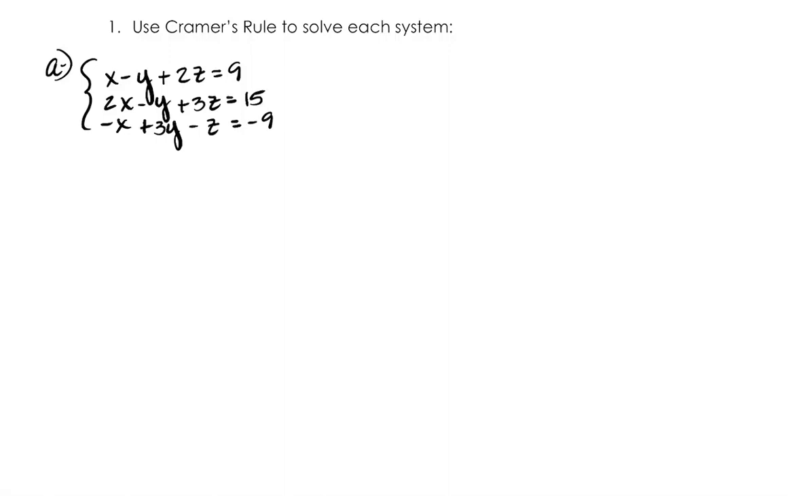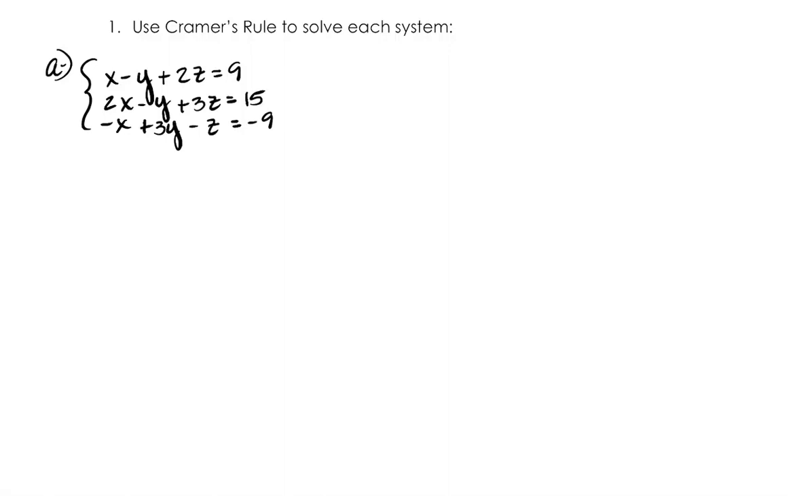In this video, we are going over the Determinants and Cramer's Rule worksheet, question 1, parts A, B, and C. The question reads, use Cramer's rule to solve each system. Let's begin with part A.